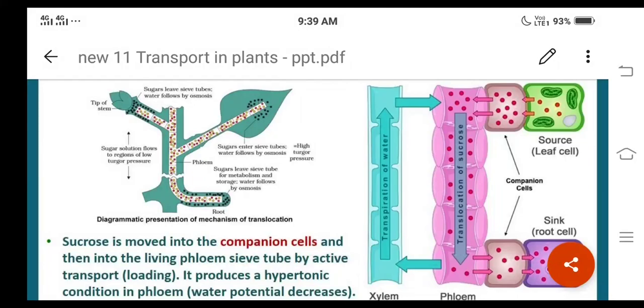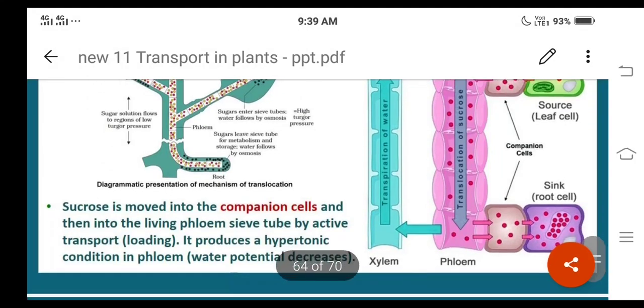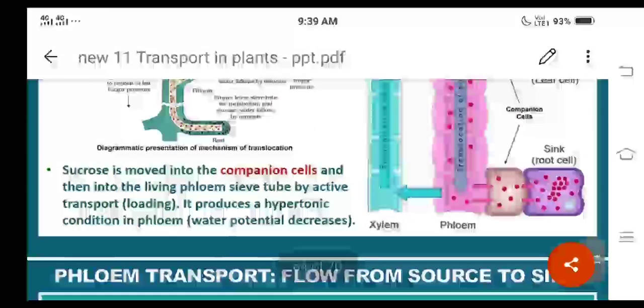This loading of sugars or sucrose into the sieve tubes is called phloem loading. Due to the addition of sucrose into the sieve tubes, the solution will become hypertonic. It produces a hypertonic condition in the phloem.